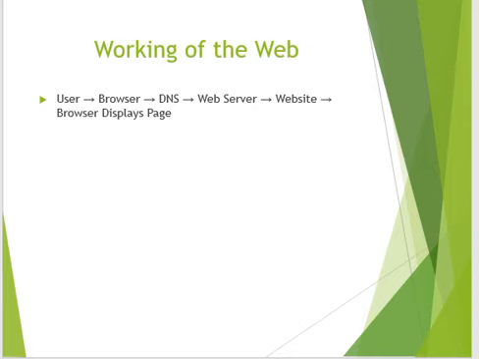Working of the web. Let us understand the complete process. First, the user enters a URL into the browser. The browser uses the domain name system, which converts the domain name into an IP address. Using the IP address, the browser connects to the web server. The web server sends the requested HTML file back. Finally, the browser interprets the HTML, CSS and JavaScript files and displays the web page on the screen. This entire process usually happens within a few seconds.